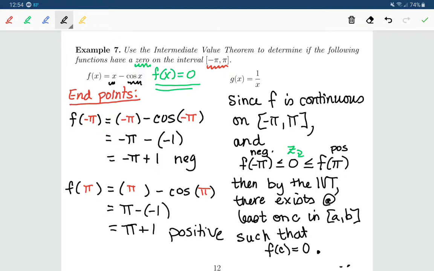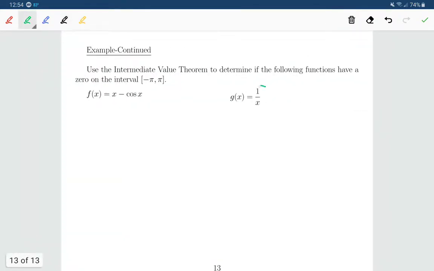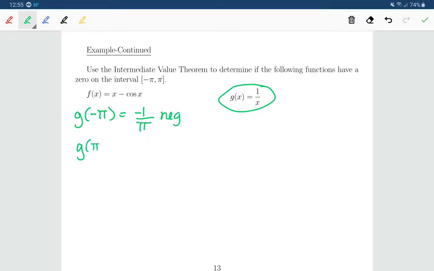So let's try another one. Let's work with g of x this time. Oftentimes what we will do is jump straight away to evaluating the endpoints. g of negative pi is negative 1 over pi, and clearly this is negative. And if we take g of pi, we get 1 over pi, and clearly this is positive. And what students are tempted to do at this point is to say, well, then there exists a 0 on the interval from negative pi to pi such that 1 over x is equal to 0.